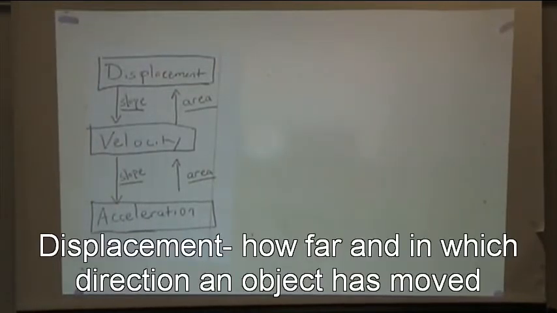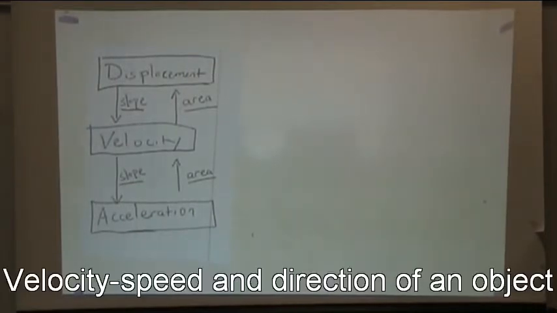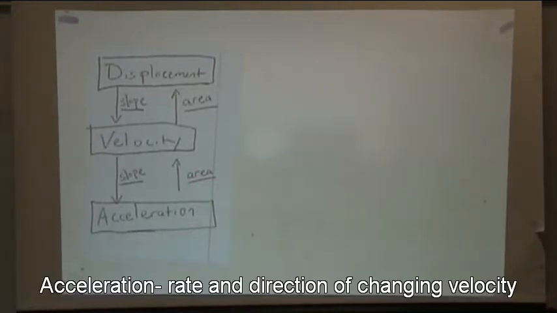Displacement is simply how far an object's moved and which direction from its original starting point. Velocity, how fast an object's going and which direction it's traveling. And acceleration is the rate at which velocity is changing.